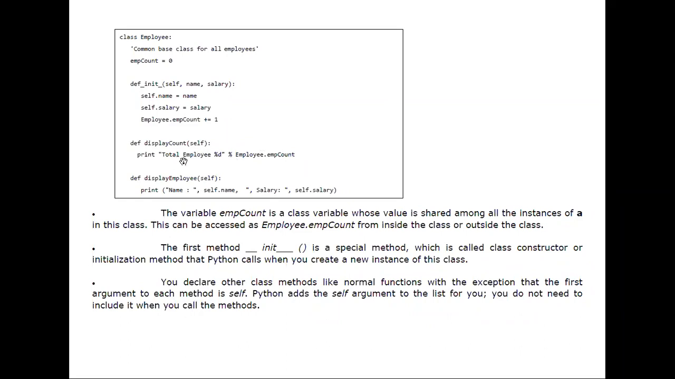इसको formatted string भी बोल देते हैं. Okay, and percent employee dot emp count, and I forgot to put the brackets after print and at the end of that statement. That should be within brackets. After that, we have another function, another method named display employee, and we are passing here self, print name, and self dot name, salary, self dot salary.